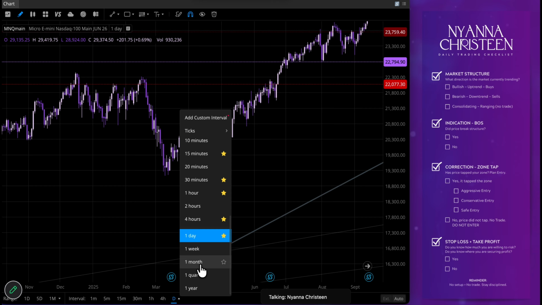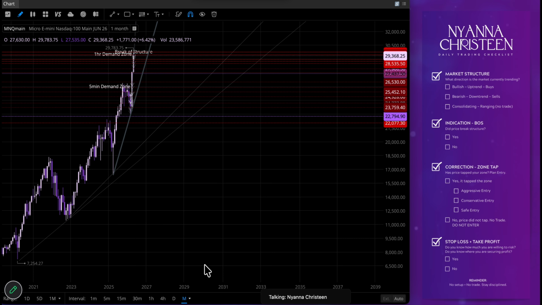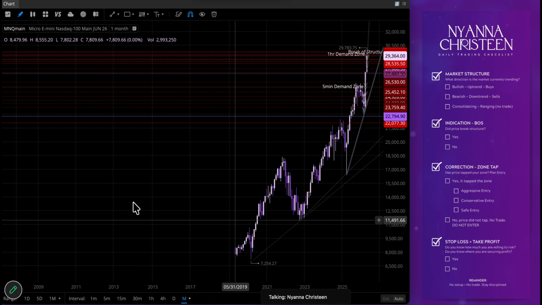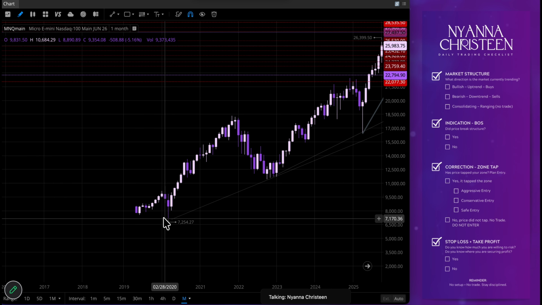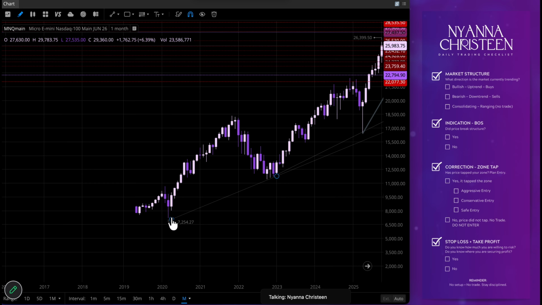So for example, on the monthly, let's not look at all of that because it looks crazy, but let's look at this. I would mark the lowest price it has been. I'll put a red line here. All I do is put a horizontal line.